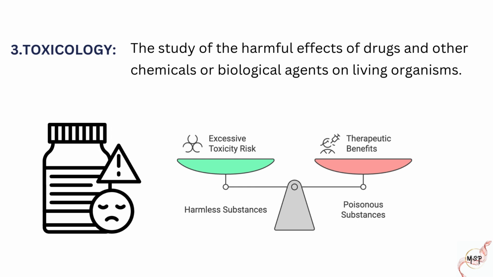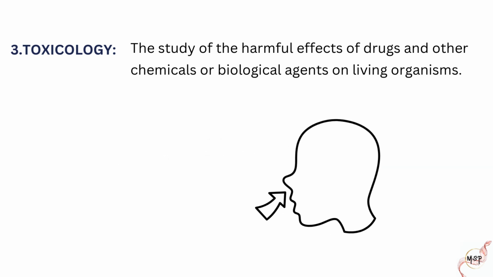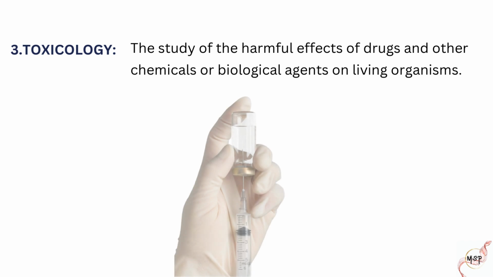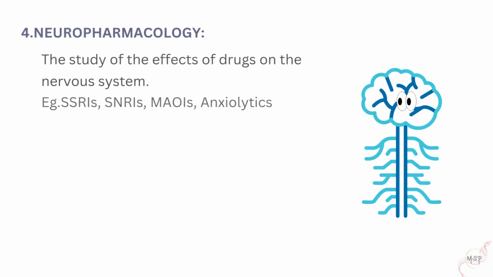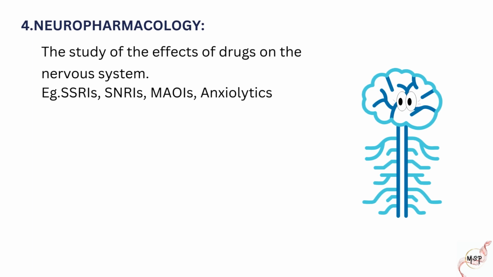The route of exposure can significantly influence the speed and the severity of the toxic effect. For example, inhaled toxins often act more quickly than ingested ones. Toxicologists study how overdose can lead to adverse health outcomes, crucial in developing antidotes and managing poisoning cases to ensure safe drug use. Now let's look at neuropharmacology, which explores how drugs influence brain function and the nervous system.